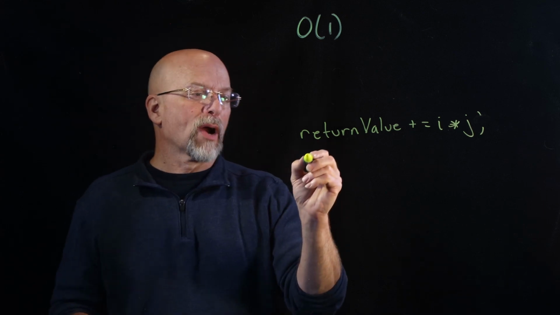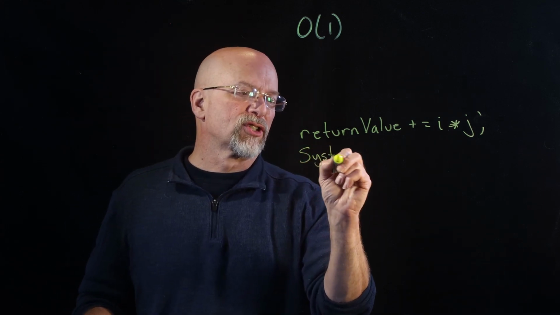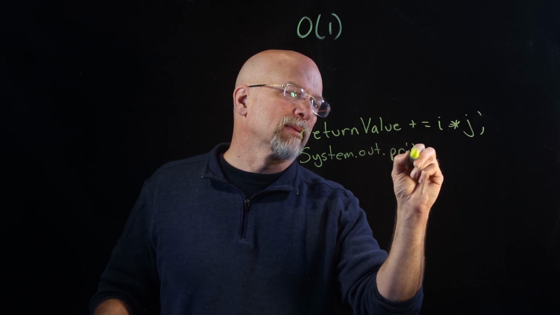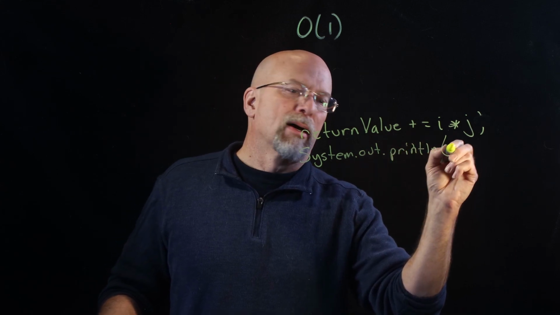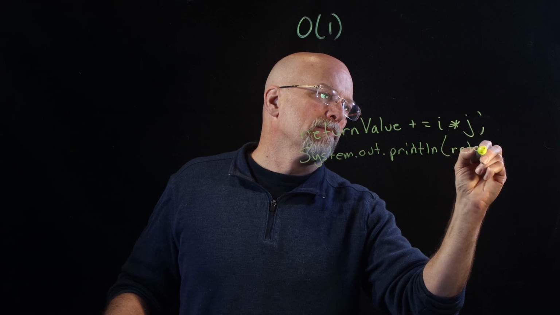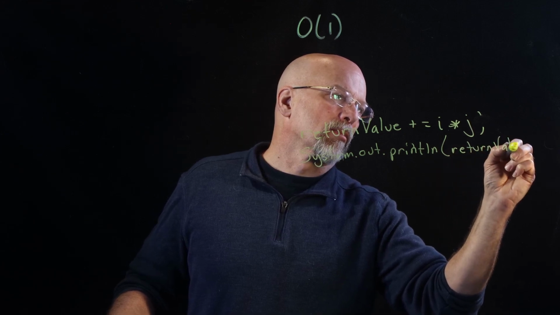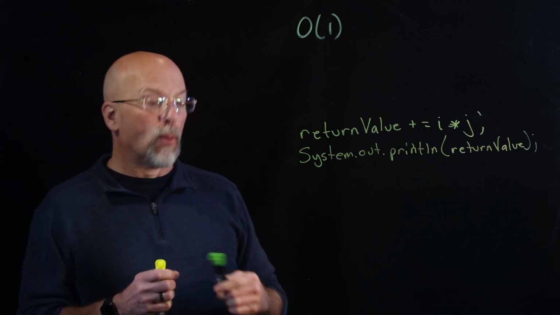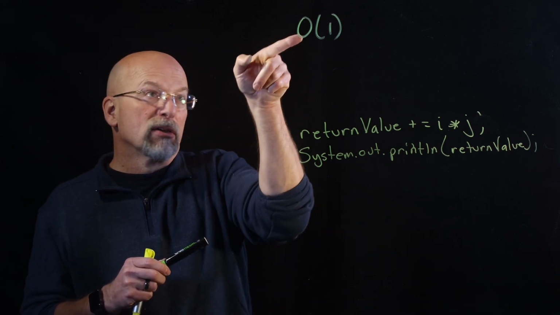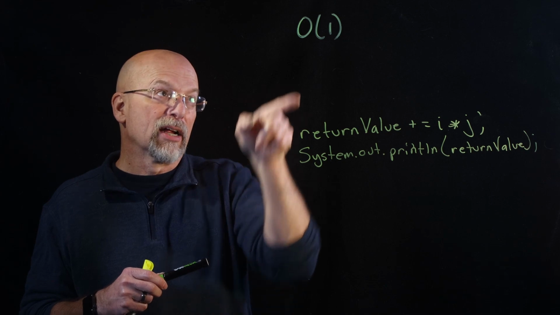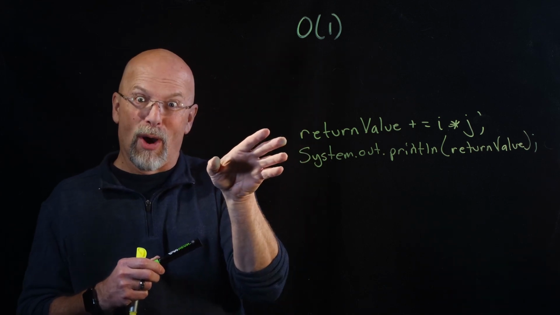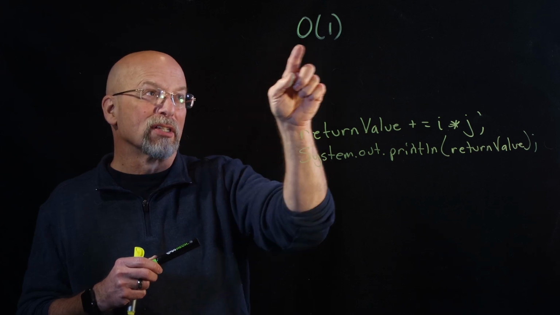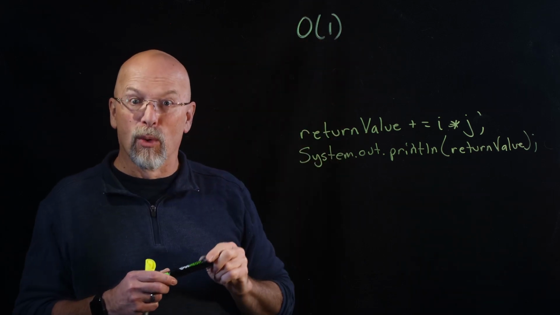But what if we're outputting this value and we do some sort of System.out.println of return value? What is our order of complexity now? Well, this line right here, O of 1. This line right here, O of 1. So it looks like 2 O of 1, right? Well, remember, no constants. And since there are no constants, we just have O of 1.